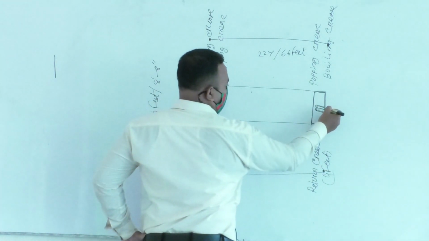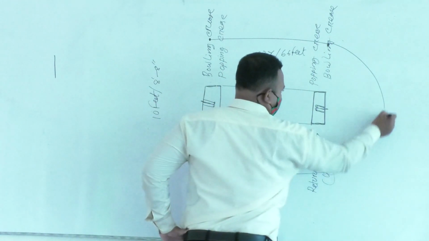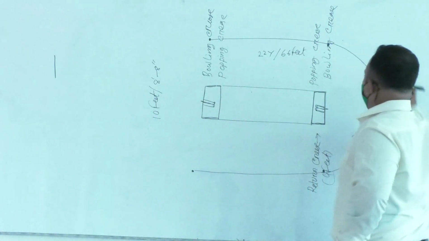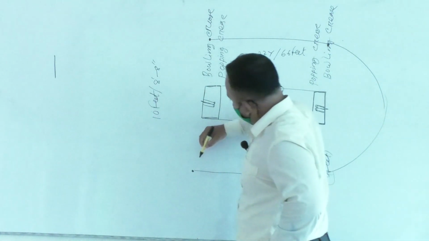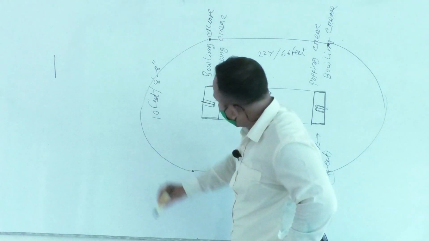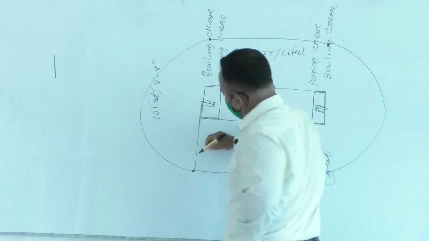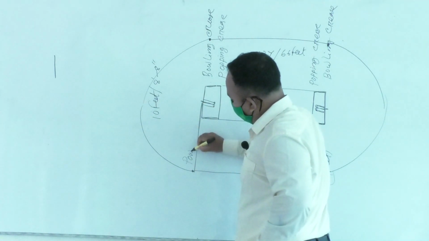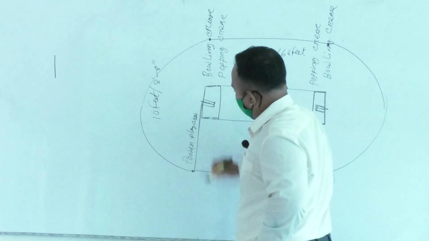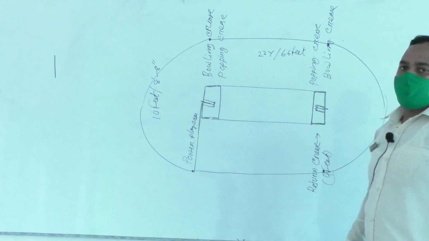Now you add this as your center and make a half arc. This is the power play area. It is called the power play area. Okay.